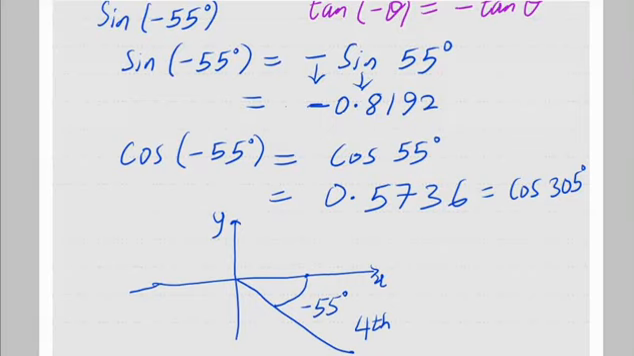Why 305 degrees? Because if I want to do the positive of this arm, let me call it OA, it means I will need to go anti-clockwise. And if I do that, the angle I'm going to cover will be 305 degrees. So 305 degrees and minus 55 degrees are the same. Okay, so for minus 55 degrees, you move clockwise and it falls in the fourth quadrant. And that value, if you are to move anti-clockwise, will be 305 degrees.